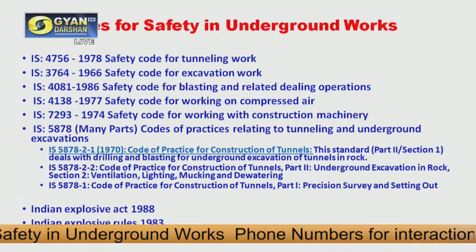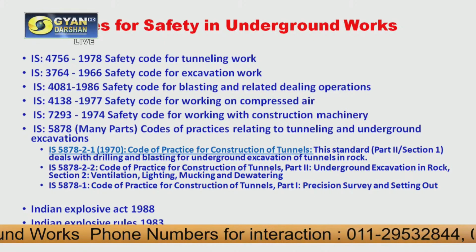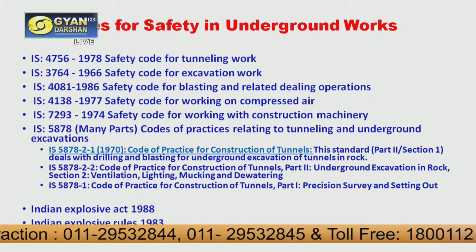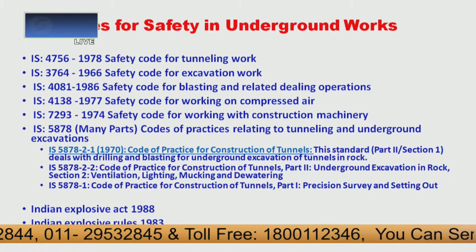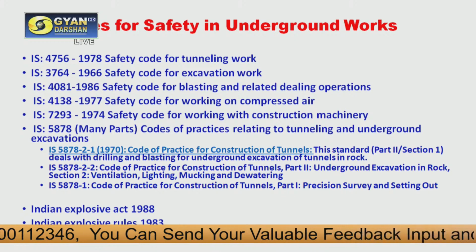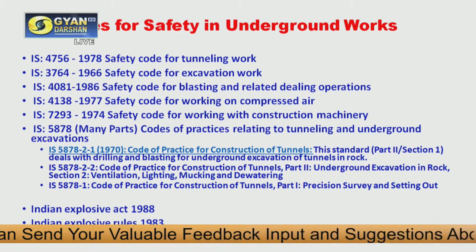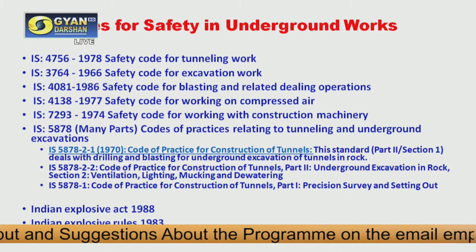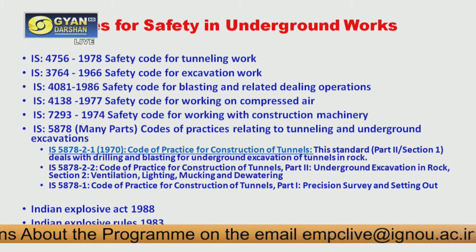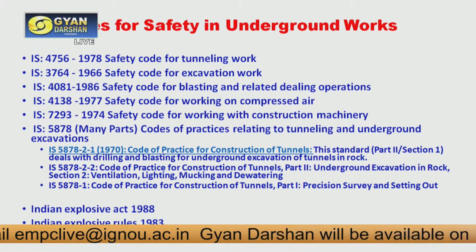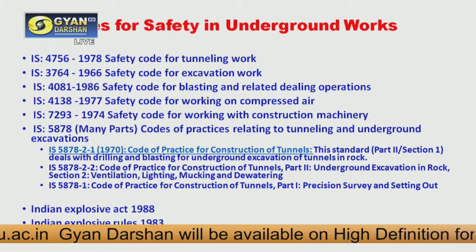There are various guidelines and various IS codes issued for different types of works. You see here the list. The first one, IS 4756:1978, is the safety code for tunneling work. Then IS 3764:1966, safety code for excavation work. Then IS 4801:1986, safety code for blasting and related drilling operations. Then IS 4138:1977, safety code for working in compressed air. Then IS 7293:1974, the safety code for working with construction machinery.